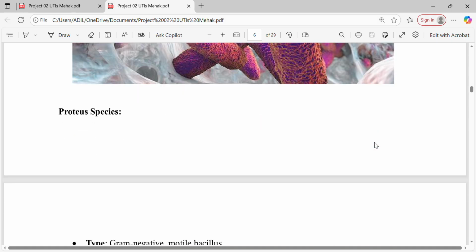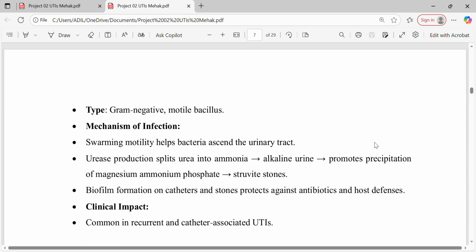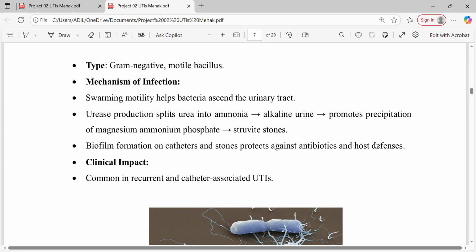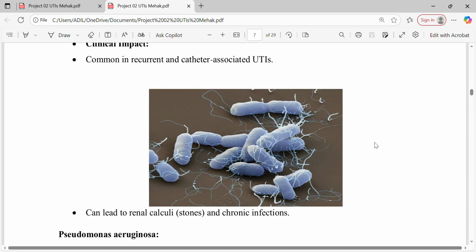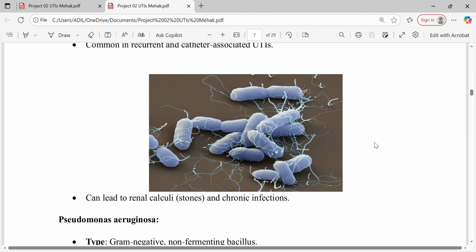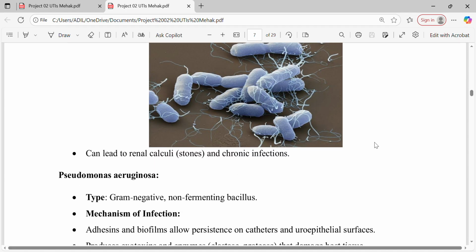Proteus species. Type: gram-negative motile bacillus. Mechanism of infection: swarming motility helps bacteria ascend the urinary tract. Urease production splits urea into ammonia, making urine alkaline and promoting precipitation of magnesium ammonium phosphate, struvite stones. Biofilm formation on catheters and stones protects against antibiotics and host defenses. Clinical impact: common in recurrent and catheter-associated UTIs, can lead to renal calculi, stones, and chronic infections.